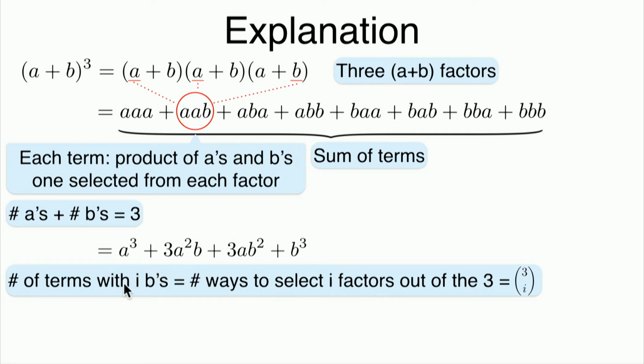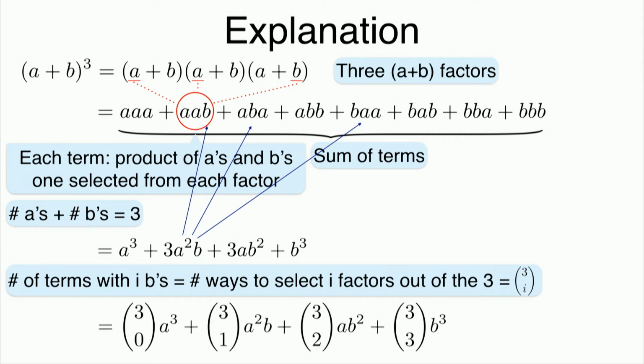So the number of terms with i b's is the number of ways of selecting i factors out of the 3, which is 3 choose i. So for example, 3a squared b is this one, or this one, or this one, and it corresponds to selecting either this b, or this b, or this b here. And this will tell us that the expansion is 3 choose 0, the number of ways of selecting 0 b's, times a cubed, plus 3 choose 1, the number of ways of selecting a single b, times a squared b, plus 3 choose 2 times ab squared, plus 3 choose 3 times b cubed.